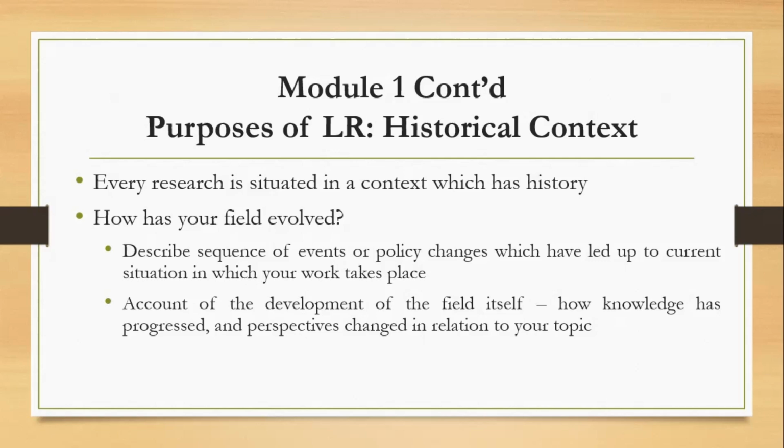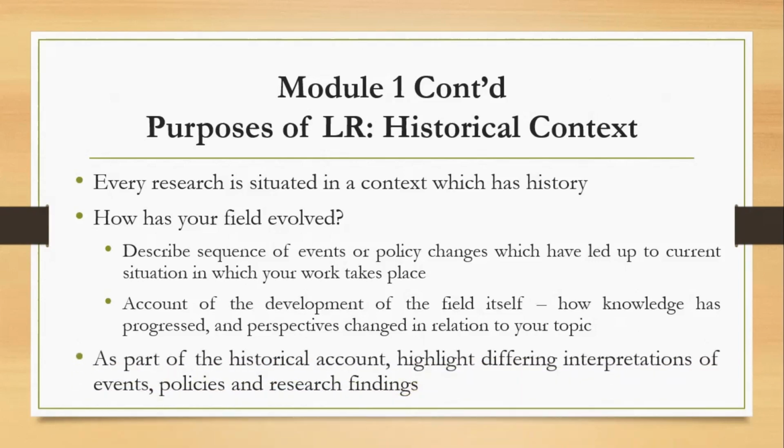So you have to also let people know how knowledge within your field has progressed, whether perspectives have changed within this space, and a whole lot of other things. And so you have to know that the first purpose your literature review should establish is a historical context to your study. And so as part of the historical accounts, differences in interpretation of events, policies, and research findings should also be made clear when you are doing your write-up.